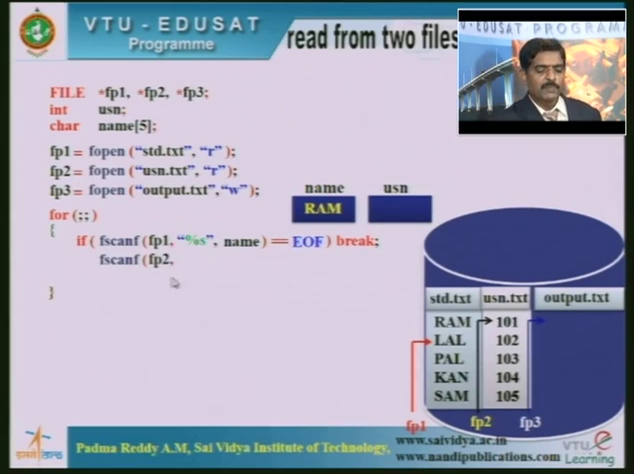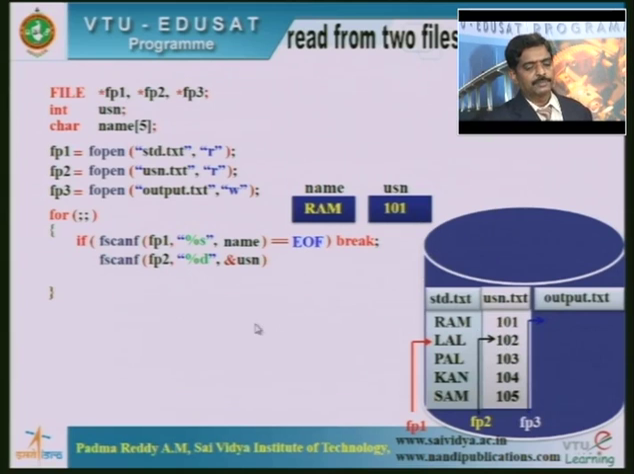So, what should I write here? fp2, then I write %d, comma, ampersand usn. Why %d? 101 is of type integer, so usn is also of type integer. Now, if I execute this statement, 101 is read from the file and that is copied into usn, and automatically the pointer points to the next integer here.